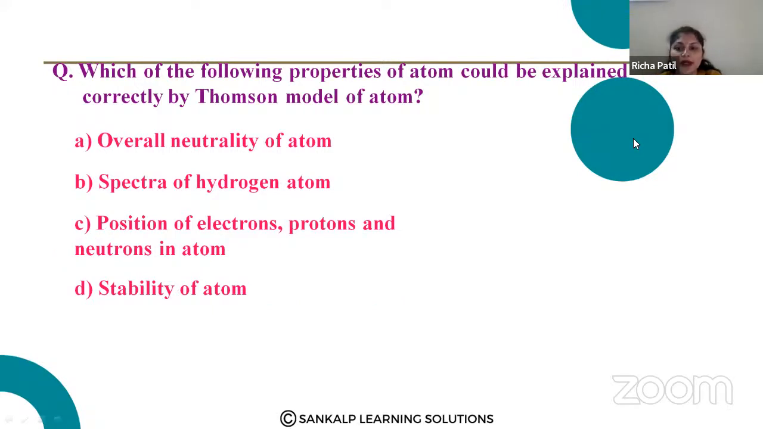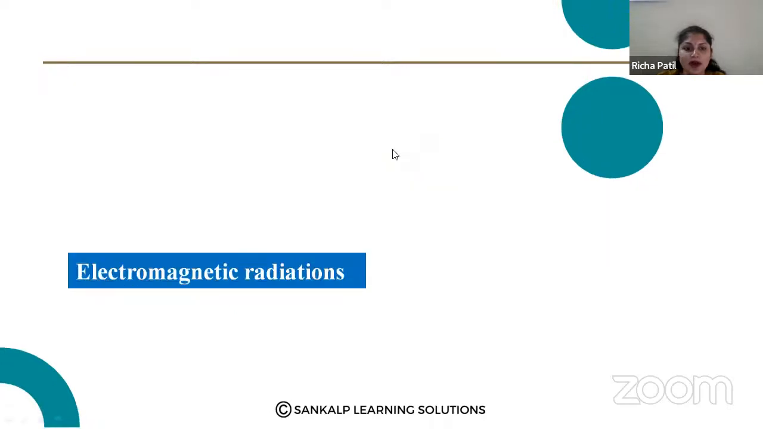Which of the following properties of the atom could be explained correctly by Thomson? What did Thomson explain from his model? These are the four options. Which is the correct one? Overall neutrality of the atom, right? So the overall neutrality of the atom was explained from Thomson's model. Now next is electromagnetic radiation.